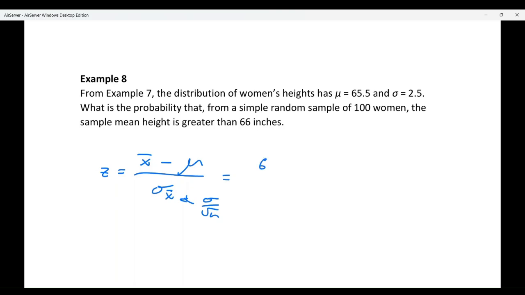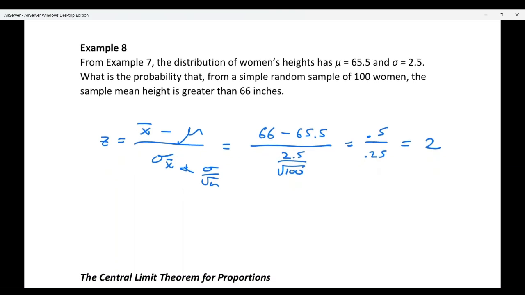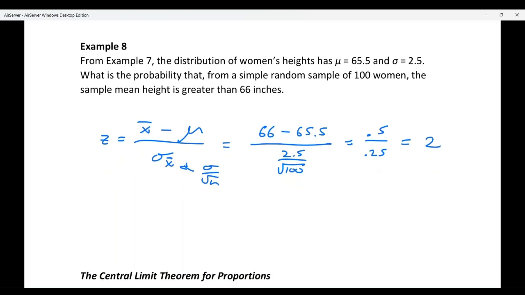So we're taking 66, that's the value, minus 65.5, divided by 2.5 divided by the square root of 100, because that's our sample size. Okay. That gives us, if we just want to simplify it a little bit, the top is 0.5, the bottom is 0.25, and that gives us a z-score of 2. Right. So already thinking about what that means, right? 2 standard deviations away is 95% if we think of it from both sides. Now, in this case, we're only really looking to one side. So we should be looking for a value that's around 2.5%, give or take.